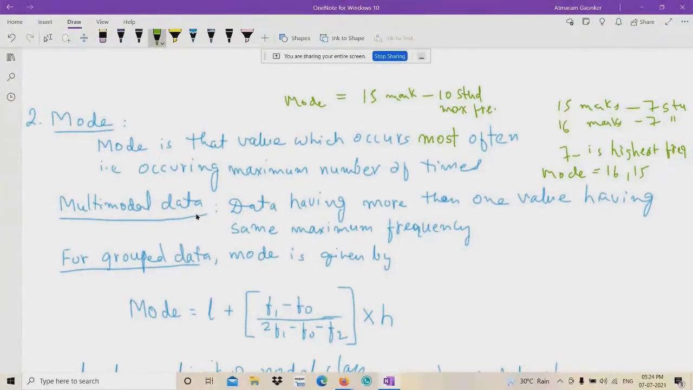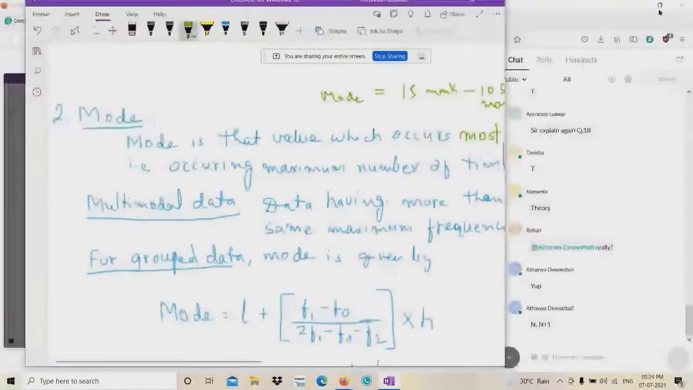Multimodal data, you do not need to calculate. You have to just understand the theory. Data having more than one value with the same maximum frequency is called multimodal data.